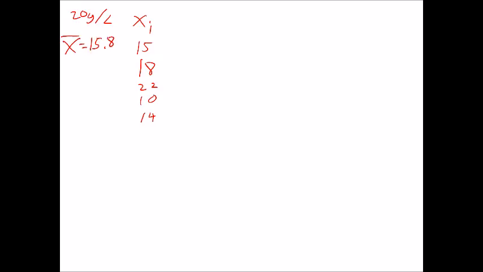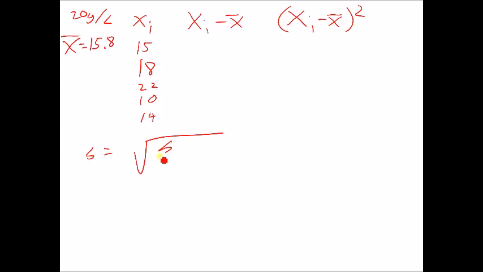The next thing we want to do is calculate the standard deviation. So to do that, we're going to create a chart. And our chart is going to look like so. The formula for standard deviation looks like this. It's the square root of the summation of each individual data point minus the mean, squared, over n minus 1. So that's the formula we want to work from. So to get there, we're going to use this chart.